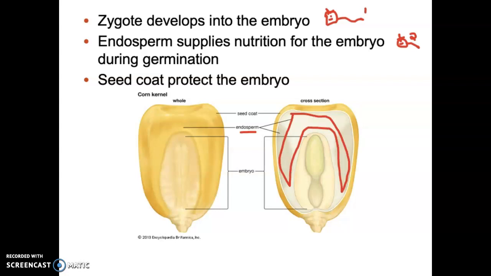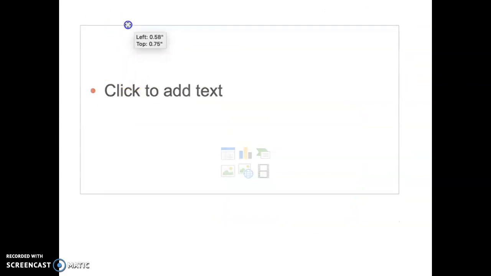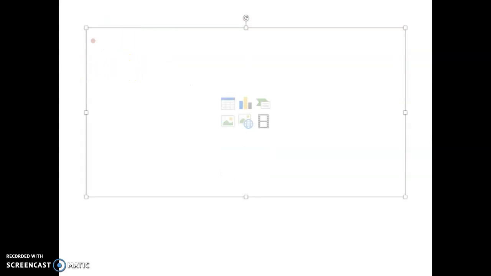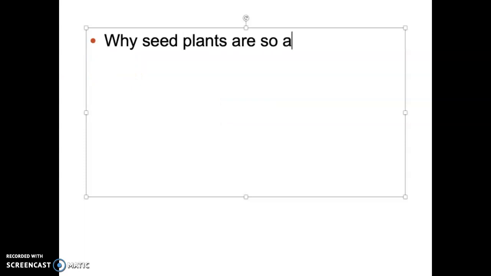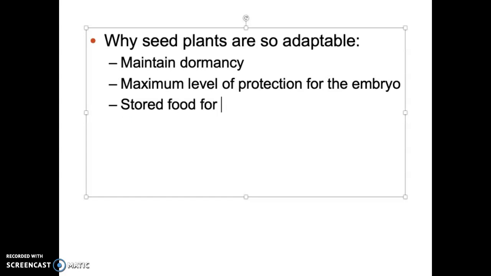Okay, so big things I want you guys to remember. Let me drop an extra slide in here. When we talk about why seed plants are so good, let's say they're so adaptable, not good, that doesn't sound very scientific. Why seed plants are so adaptable, they can maintain dormancy, they have a maximum level of protection for the embryo, they have stored food for the embryo, and they also are adapted for dispersal.